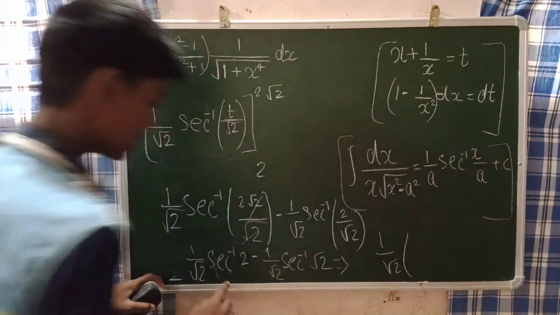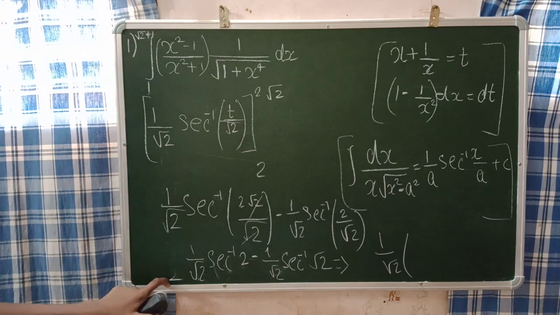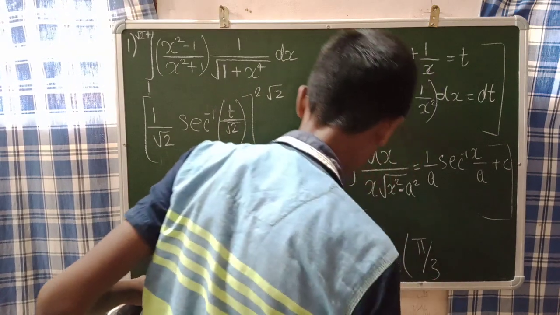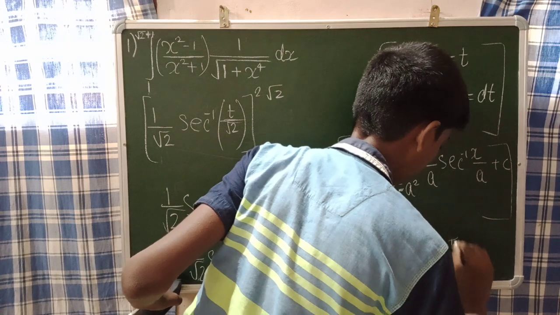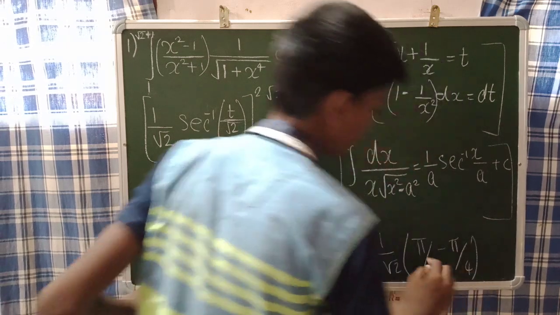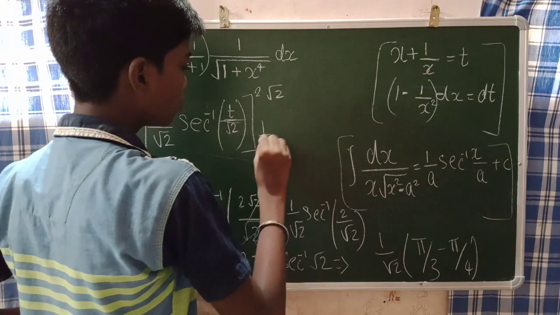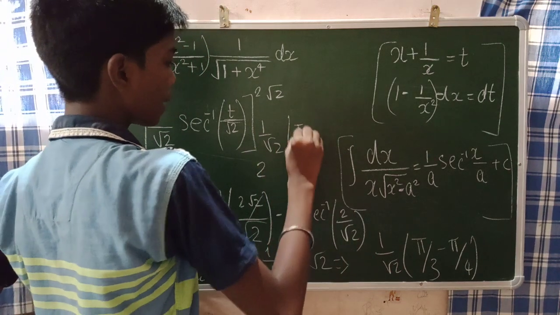After this, very simple task, take 1 by root 2 common. I will get secant inverse of 2 minus secant inverse of root 2. What is secant inverse of 2? Pi by 3. What is secant inverse of root 2? Pi by 4. So the answer will be this. So pi by 3 minus pi by 4 is what? Pi by 12. So 1 by root 2 into pi by 12.